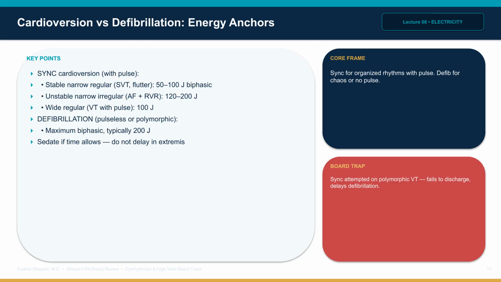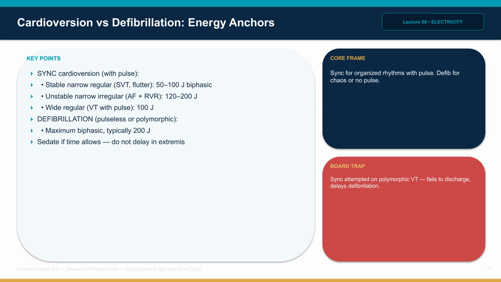Energy anchors, stable narrow regular, SVT, atrial flutter, starts at 50 to 100 joules biphasic. Unstable narrow irregular, AFib with RVR, starts at 120 to 200 joules. Wide regular VT with pulse starts at 100 joules.